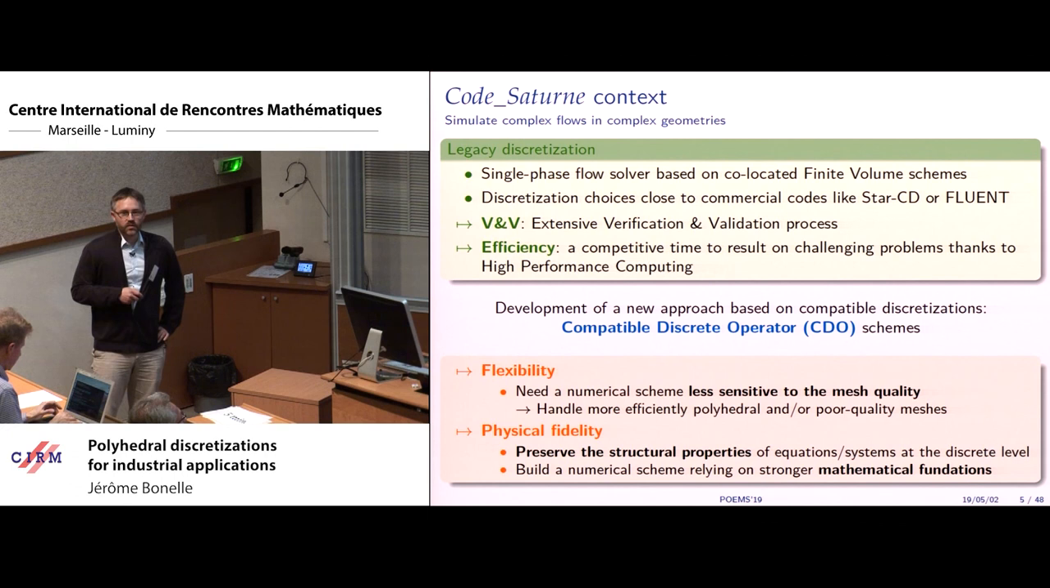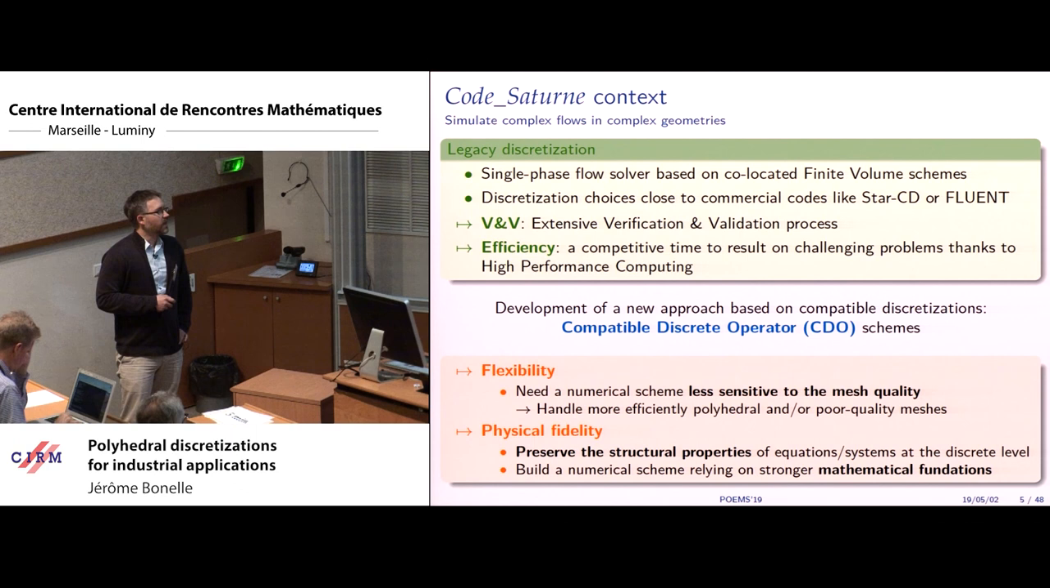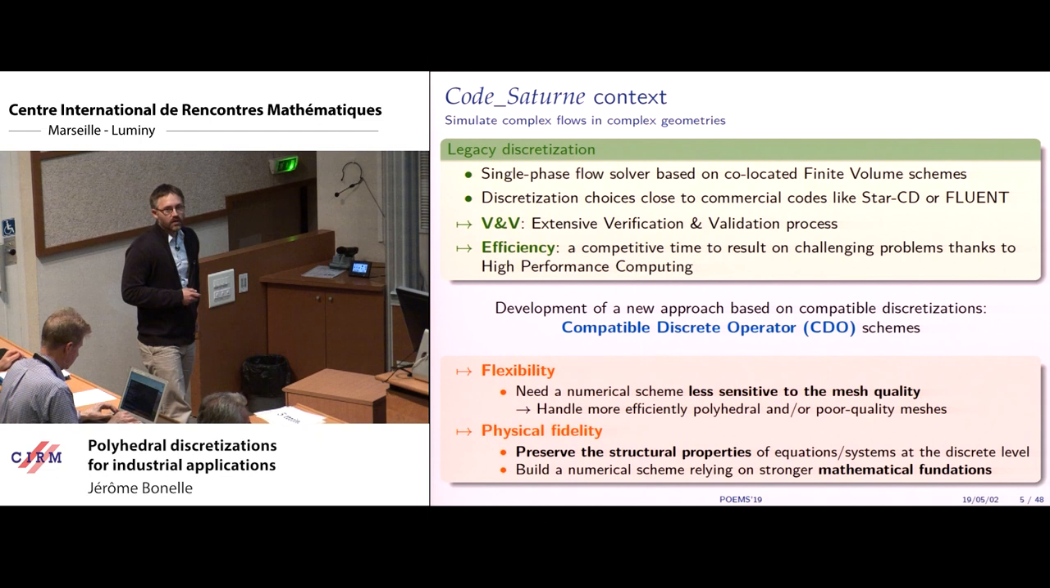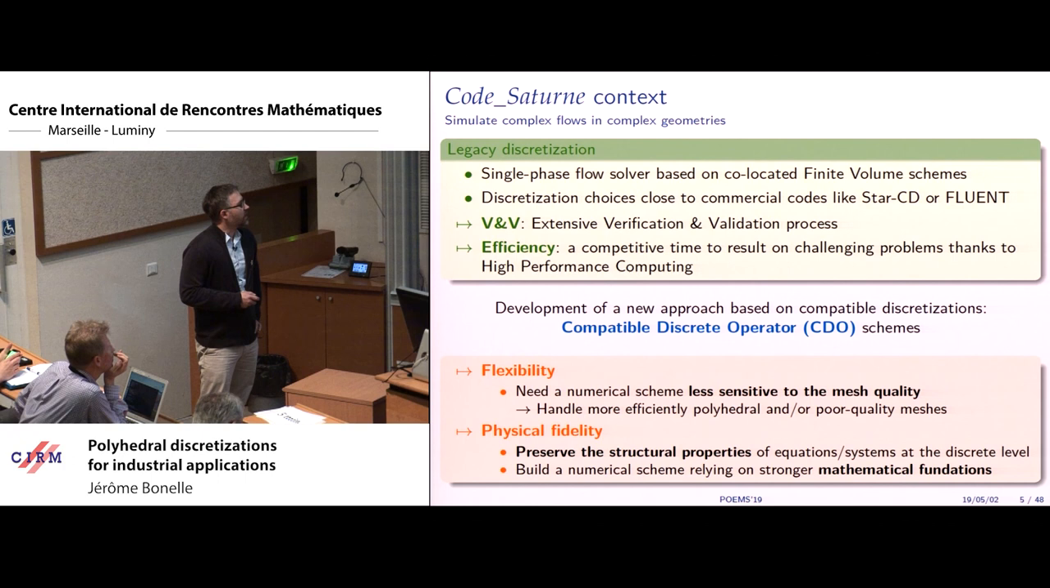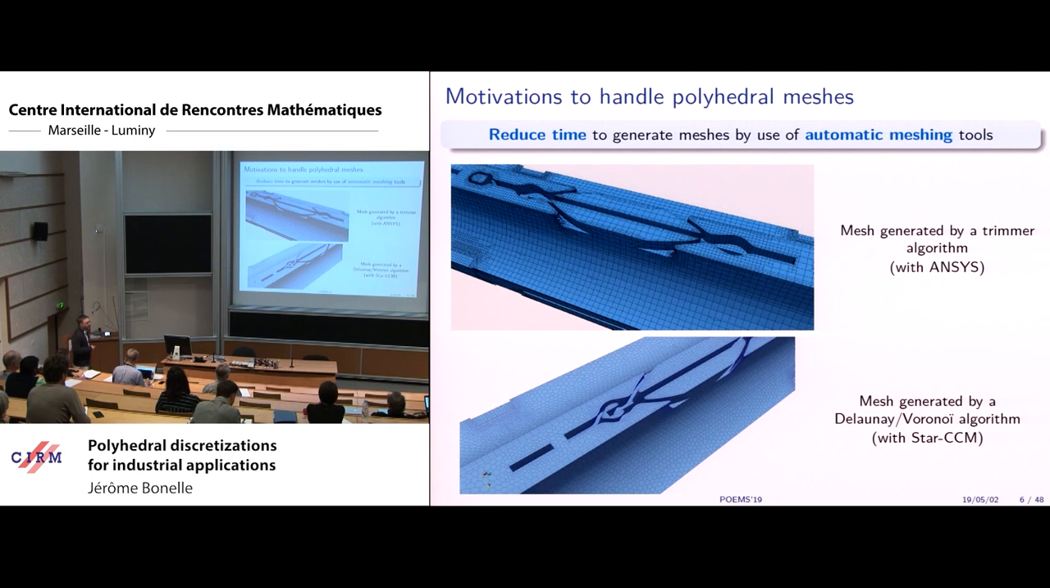So we want to keep these two features, but we also want to improve two additional properties thanks to new discretizations. Regarding the flexibility, we need numerical schemes which are less sensitive to the mesh quality if we want to handle more efficiently polyhedral and or poor quality meshes. The second aspect is the physical fidelity. We want to preserve better the structural properties of the equation system at a discrete level, and also to have stronger mathematical foundations.